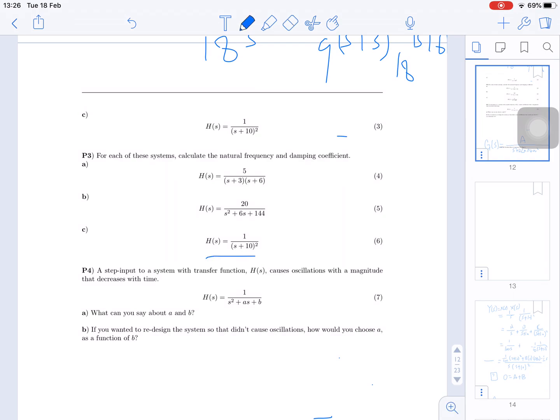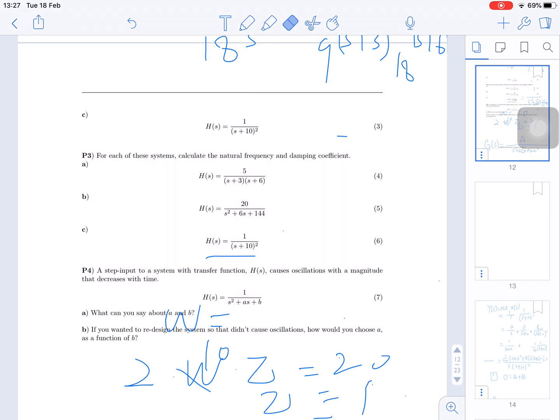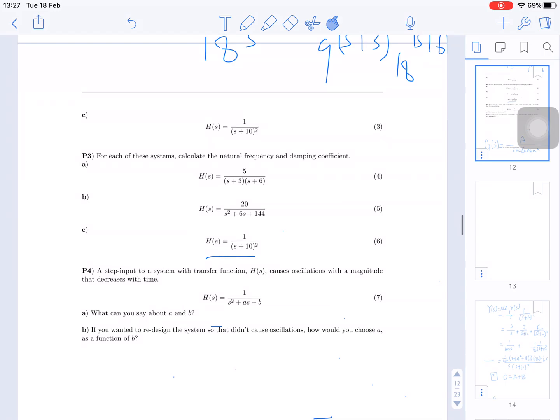So what if it is this? We want the natural frequency and damping coefficient. So this is something we call s squared plus 20s plus 100. Omega equals 10, that's very intuitive. And the damping coefficient 2 times omega times j equals 20. So this is 10 and zeta equals 1. Okay, so that is problem 3, and let's look at problem 2c first.